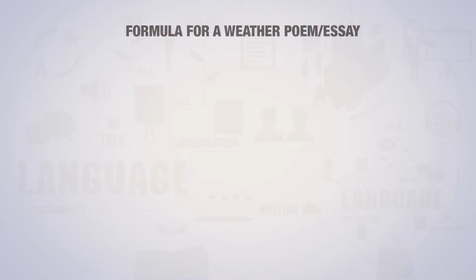Now let us brainstorm about different kinds of weather scenarios. Tornado, monsoon, earthquake, flood, tsunami, snow blizzard, ice storm, etc. And this can be the formula for a weather poem or an essay. The title can be, what is the form of nature chosen?